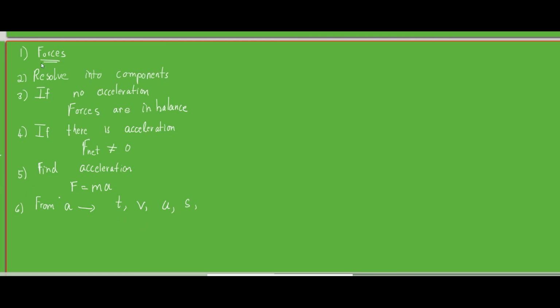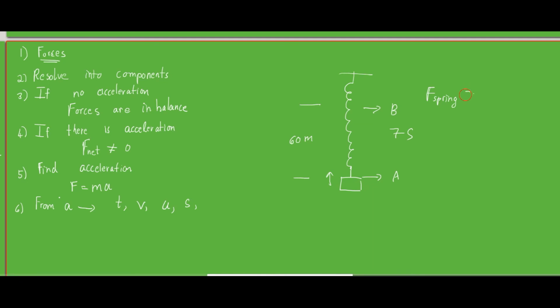Sometimes the problem will ask you to find out the forces based on the information given over here, so you can even go upwards in this ladder. All right, so if I tell you there is a spring with a constant force that acts on an object over here, being pulled upwards. Let's say it takes 7 seconds to go from point A to point B, and the distance that it travels is 60 meters or something like that. What is the force of the spring? How much is that? You have to solve.